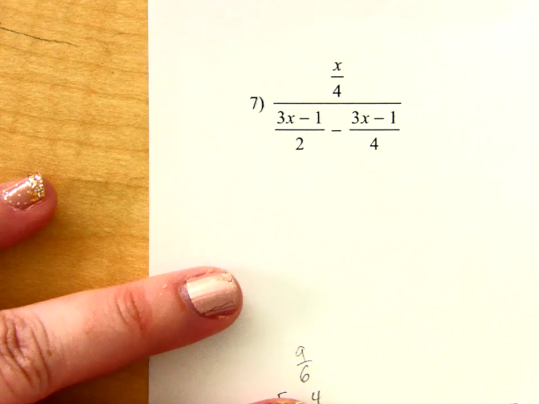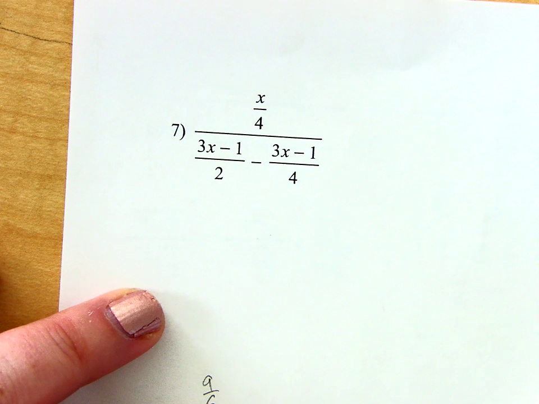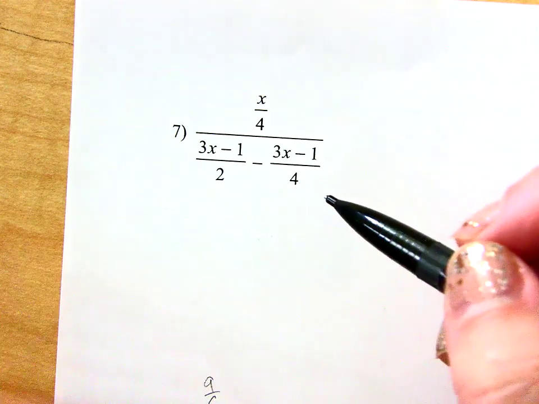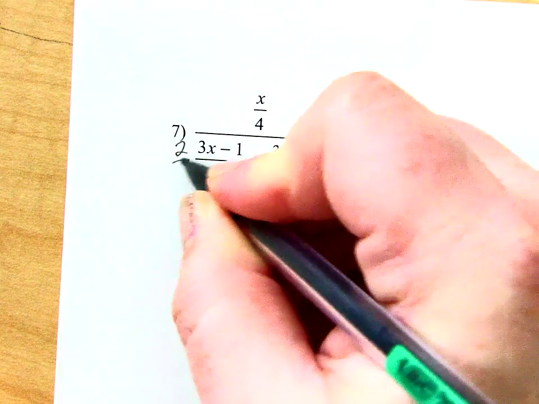Can we do both real quick? Number 7? We can do 7. So, the numerator is already a single fraction. The denominator is not that far off, because all I have to do to get common denominators is multiply by 2 over 2.